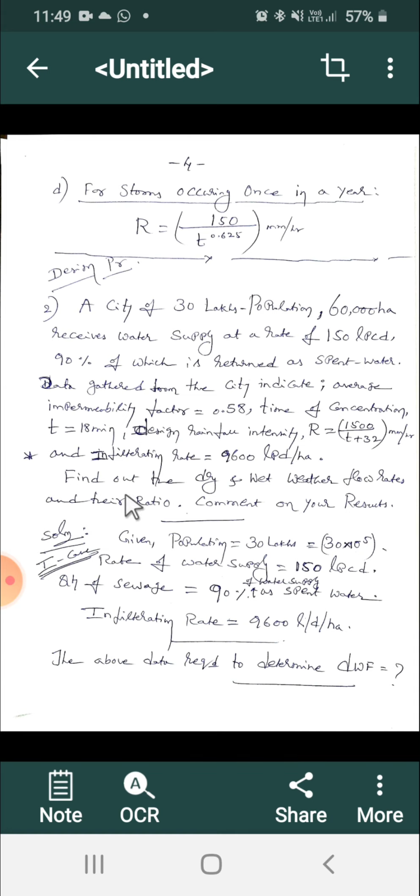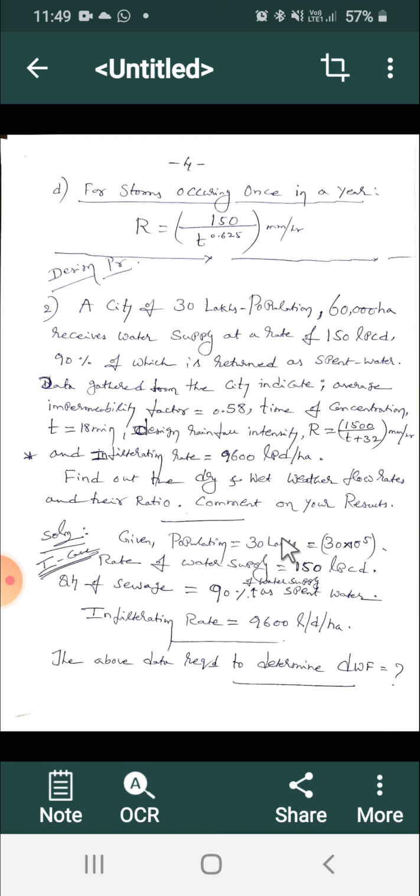Now, along with this, a problem was solved using those parameters. How to determine it? Find out the dry and wet weather flow rates and their ratio. This problem is 100% going to be in the same style.